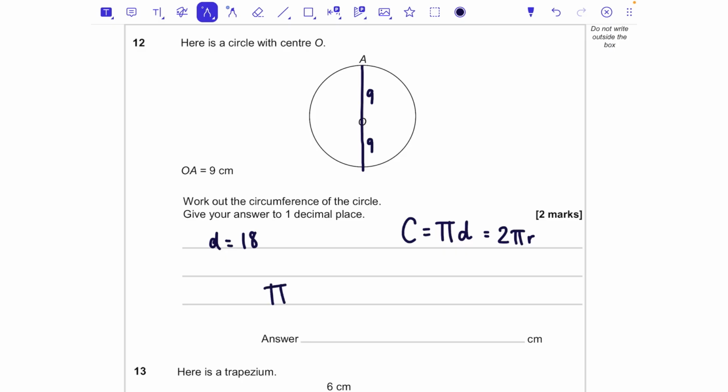So I'm going to do pi times 18 and then give that answer as a decimal. So 18 times pi. It's going to come up 18 pi first. You're going to want to press that SD button. 56.54866, and so on. And that's going to be 56.5 to 1 decimal place.